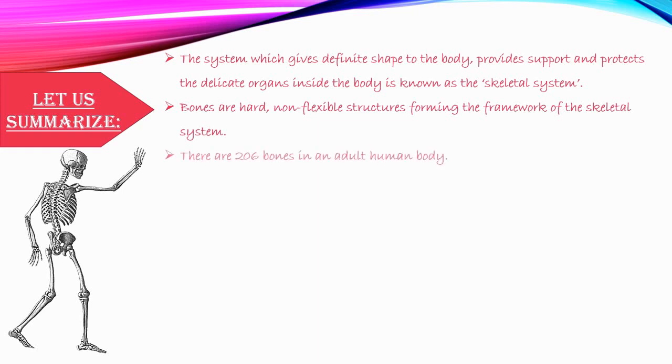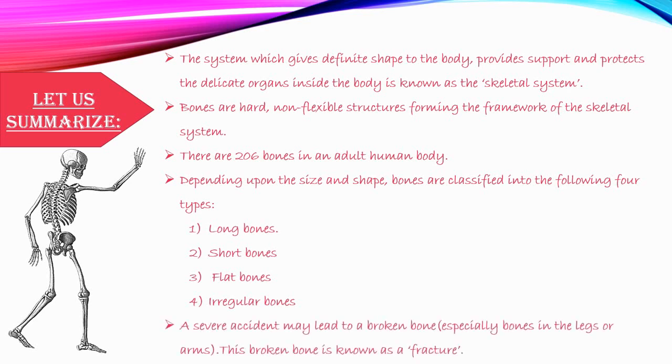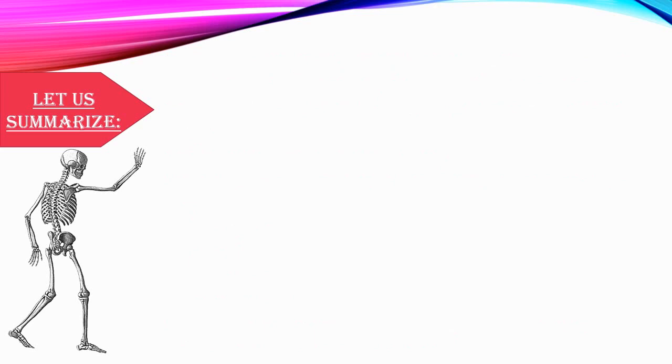And depending upon the size and shape, bones are classified into the following 4 types, that is long bones, short bones, flat bones, and irregular bones. Then a severe accident may lead to a broken bone, especially bones in the legs or arms, and this broken bone is known as a fracture. A fracture in the bone can be identified by an imaging technique that uses X-ray. X-ray image helps to identify the exact spot where the bone is broken.